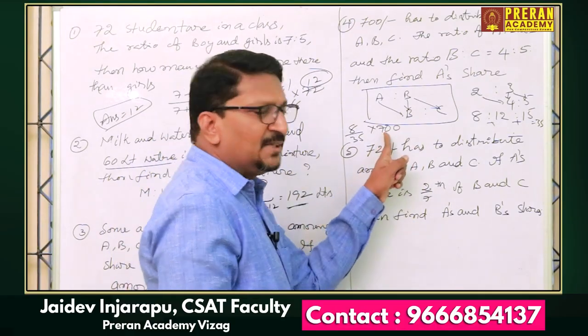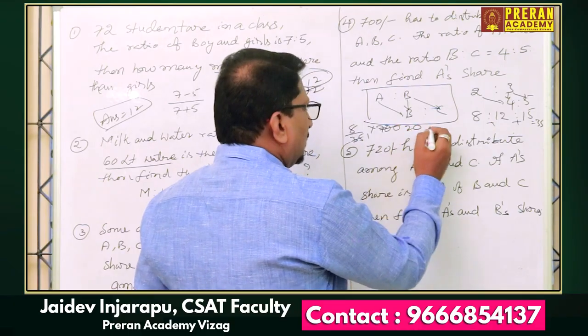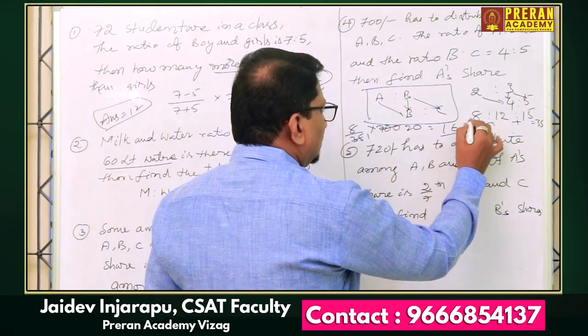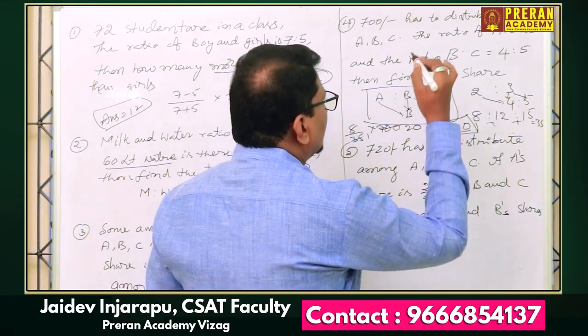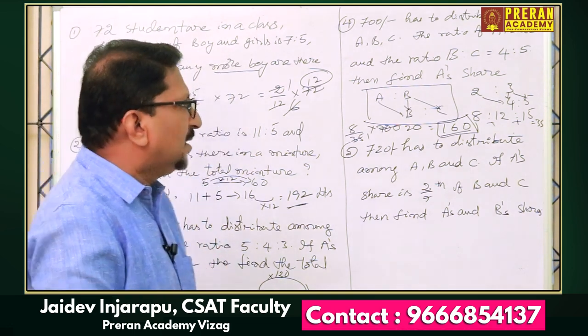35 2s are 70. That means 35 20s are 700. So 8 20s are 160. This is the answer. So what is the share of A? A's share is 160 rupees.